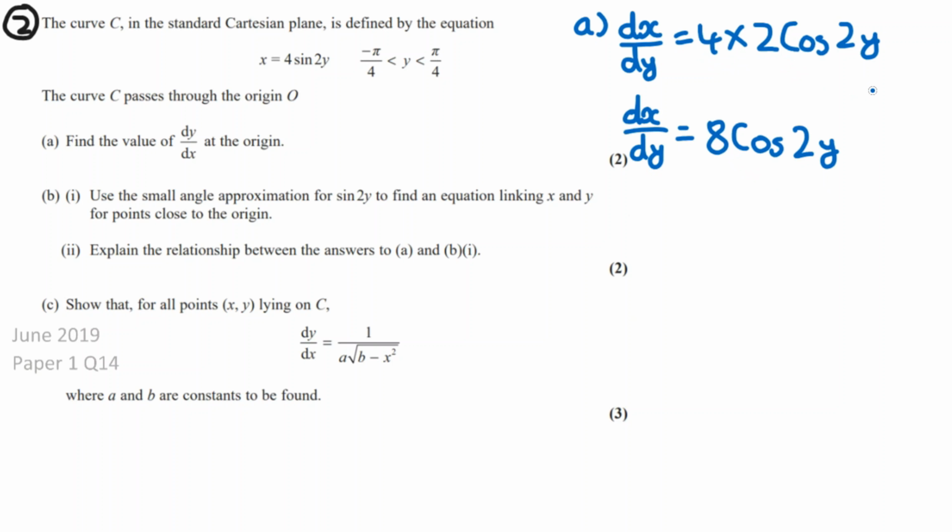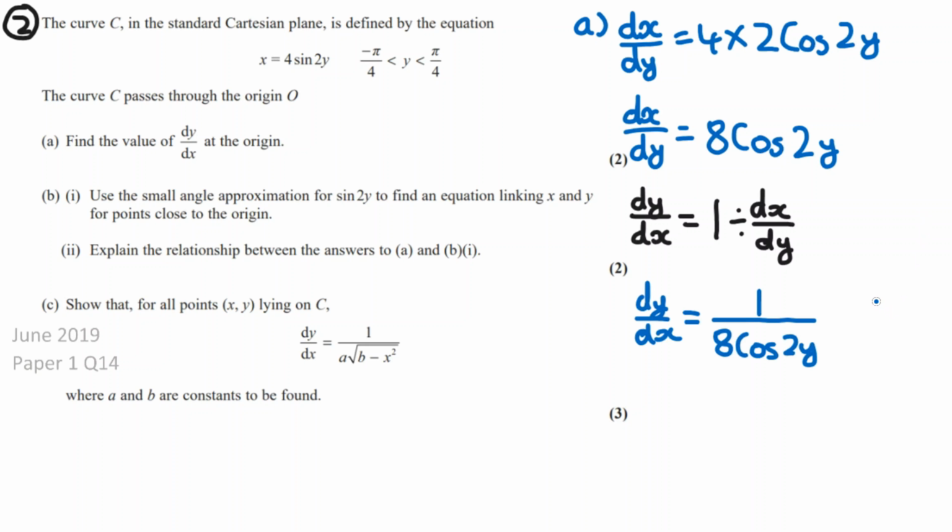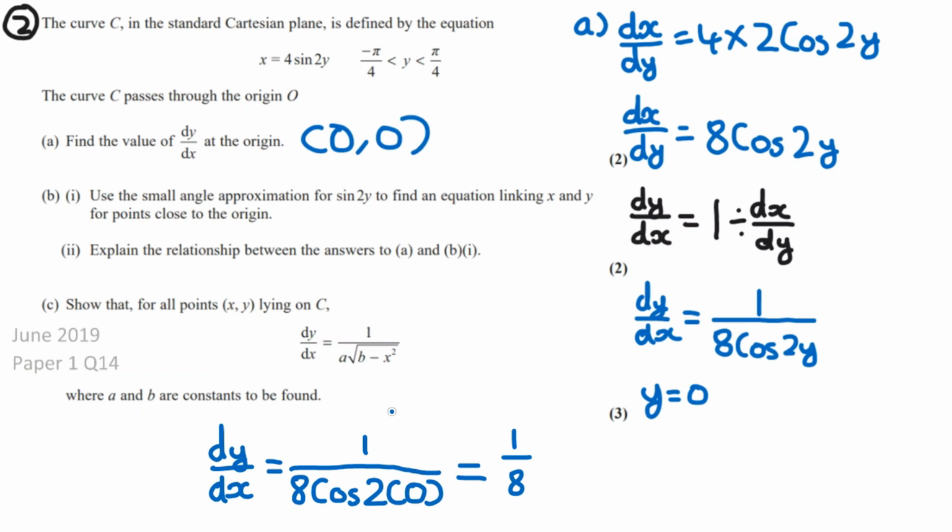We simplify this because 4 times 2 is 8, so dx over dy is equal to 8 cos of 2y. Because dy over dx is equal to 1 divided by dx over dy, we can write dy over dx as 1 over 8 cos of 2y. So we need to find the value of dy over dx at the origin. Remember, the origin is 0, 0, so y is equal to 0. All we need to do is sub y equals 0 into dy over dx, and if you work this out or put it into your calculator, you get a value of 1 over 8. So that's the value of dy over dx at the origin.